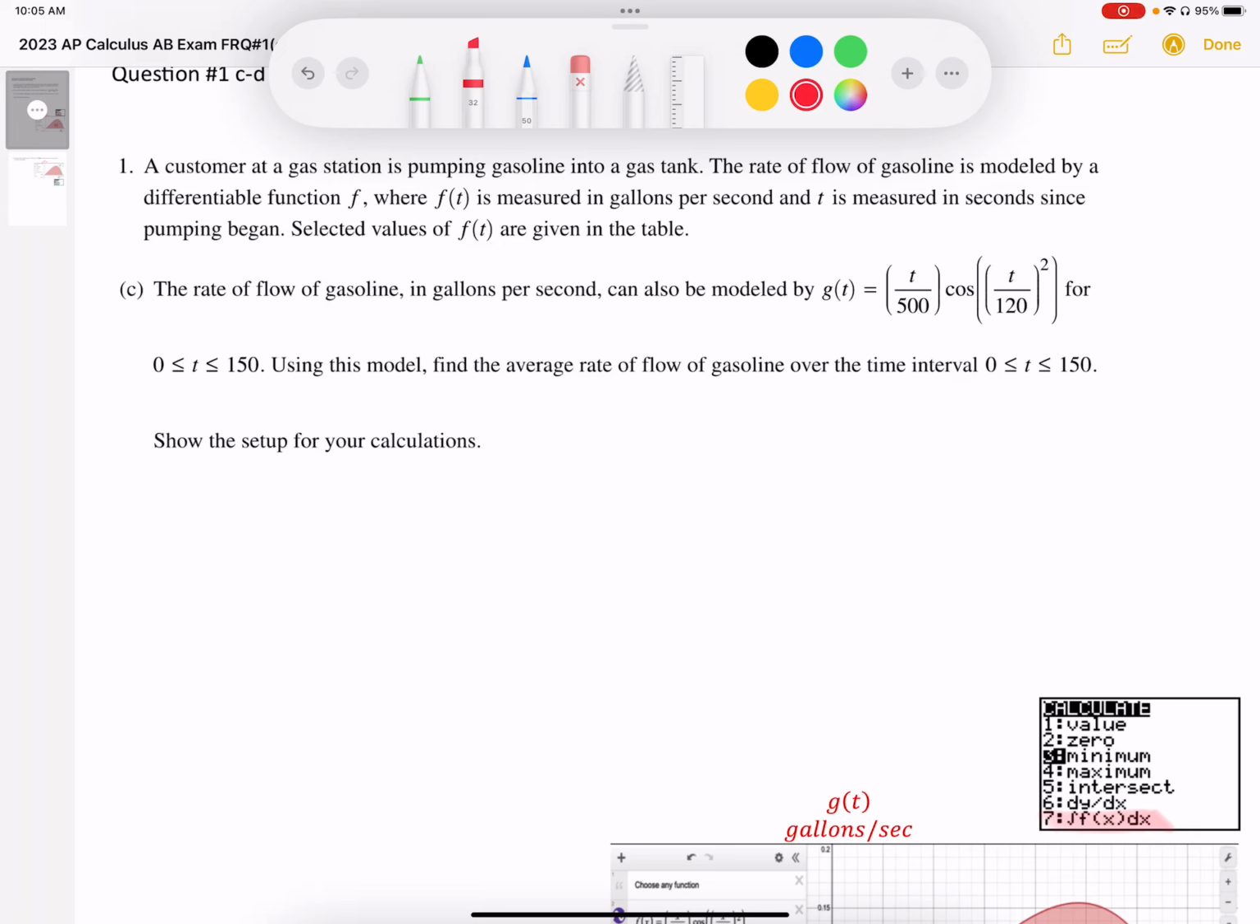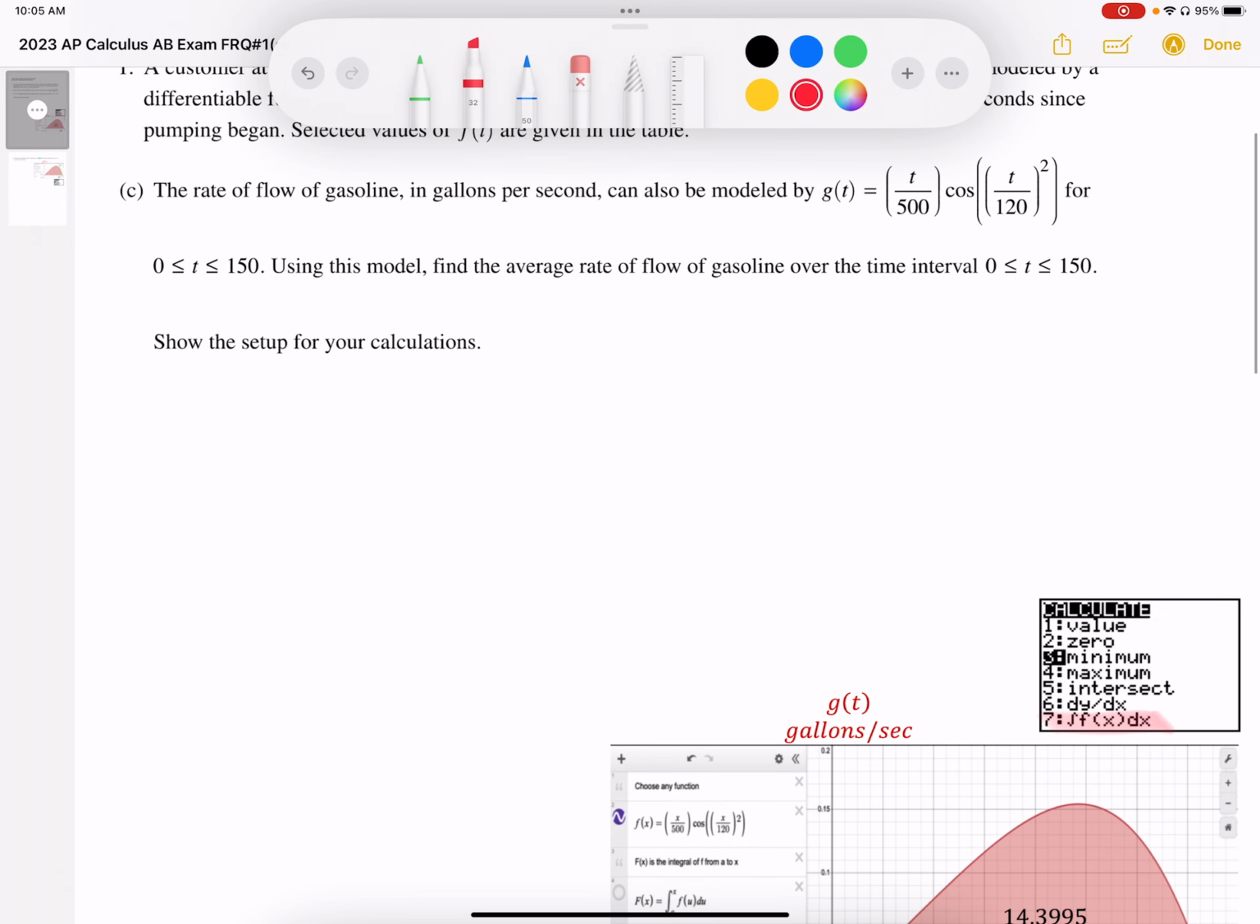Question number 1C says, the flow rate of gasoline in gallons per second can also be modeled by the function g, where g of t is equal to t over 500 times cosine of t over 120, all squared, for t between 0 and 150. Using this model, find the average rate of flow of gasoline over the time interval from 0 to 150.